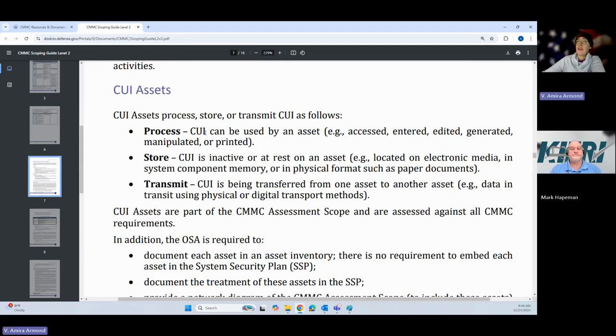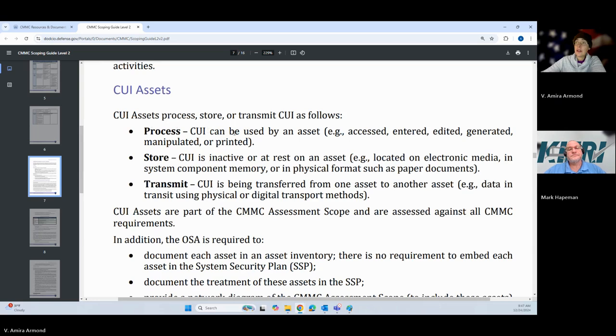Process says CUI can be used by an asset. For example, accessed, entered, edited, generated, manipulated, or printed. Now, this is a highly technical item that I'm going to bring up. "Can be" is a problematic set of words. Highly problematic, right? There's lots of stuff that can do something. It really lacks any clear direction. There's a lot less stuff that actually is doing something.